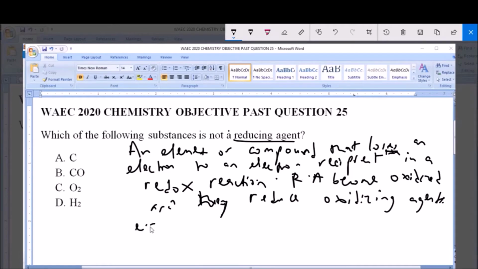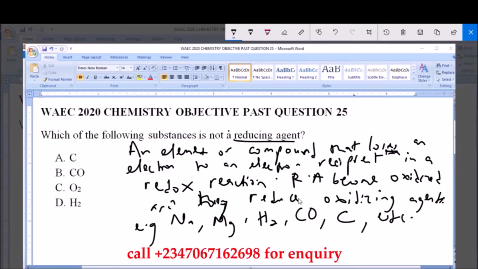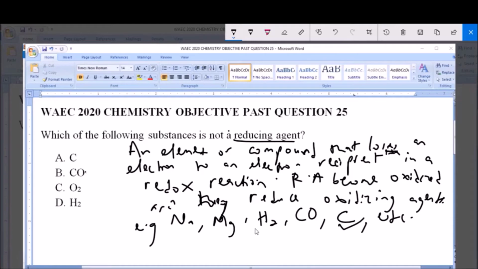So examples of reducing agents include sodium, magnesium. In fact, the alkali metals are all good reducing agents. Then you have hydrogen, carbon monoxide, carbon, etc. So let's look at the options we have. Now we have carbon, which we listed as a good reducing agent. We have carbon monoxide, which we also listed as a good reducing agent. We also have hydrogen, which we listed as a good reducing agent.